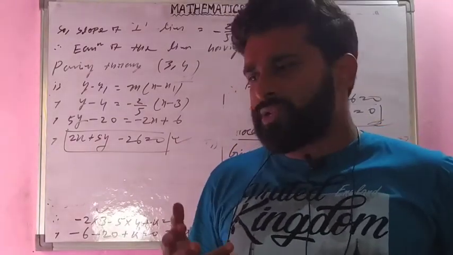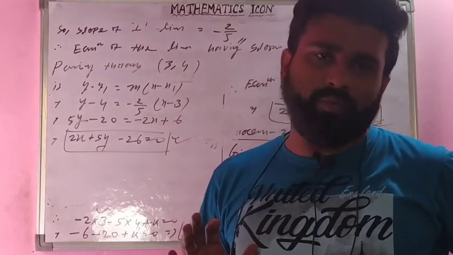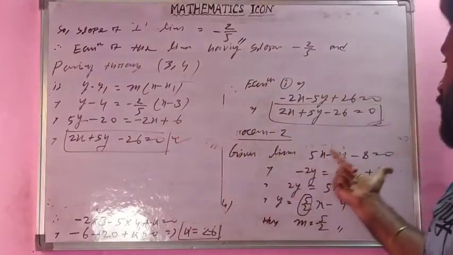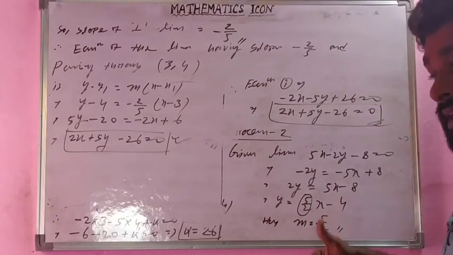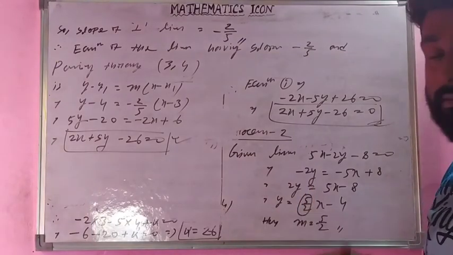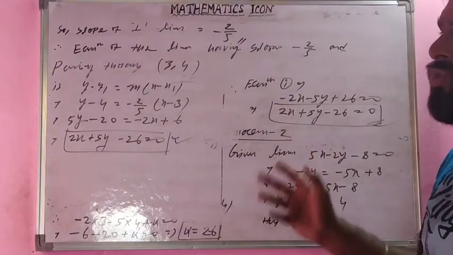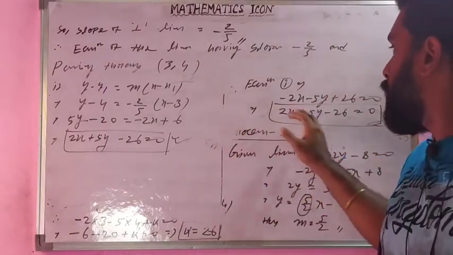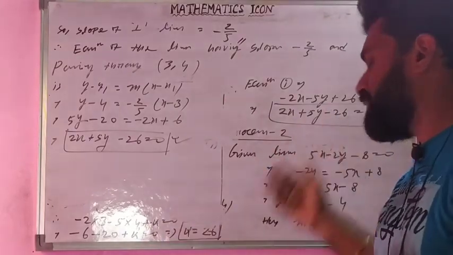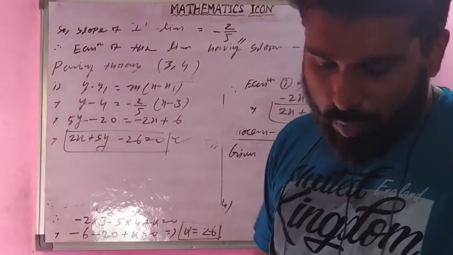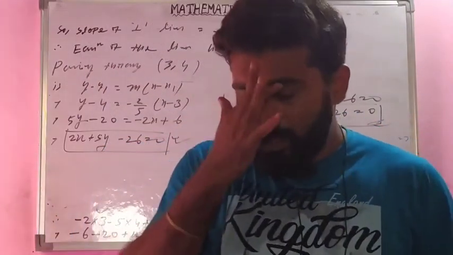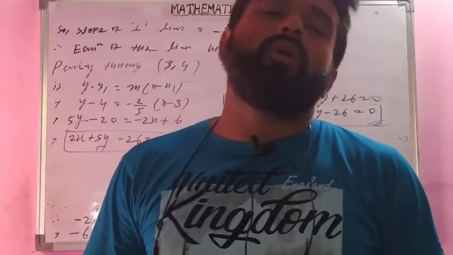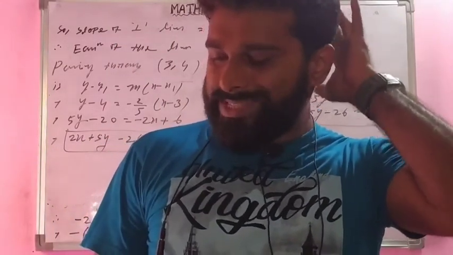That will be less time consuming. If you want to solve this by finding m first, and after that using parallel and perpendicular conditions to find slopes, that will be the time consuming process. So if you use this process, then I think time will be saved. But both the processes are useful. You can choose either process. Okay, so in this lecture, that's enough.